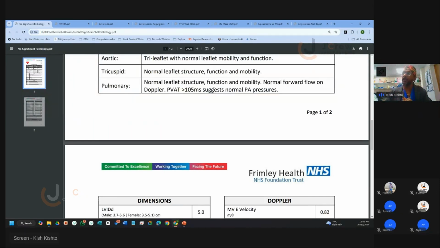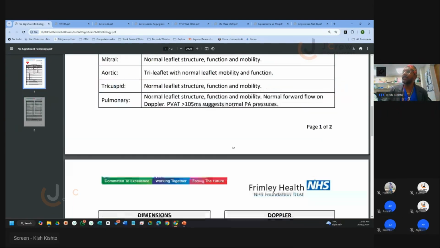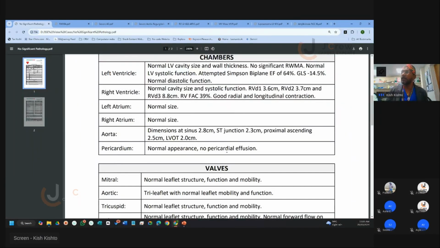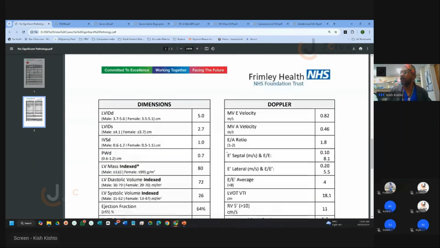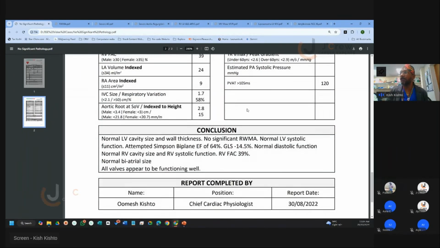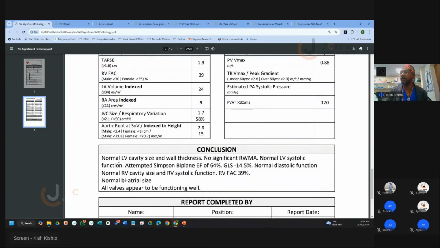Okay, but then the other thing that I tend to add is, because you measure the CW, you know there's no significant gradient or anything. So then I would put normal forward flow on Doppler. PVAT is greater than 100, so there's normal PA pressure. If it is less than 105, then I would say may suggest elevated PA pressure. Okay, so this is how simple it should be, and all the measurements you put whatever you guys do, and here your conclusion has to be very simple.